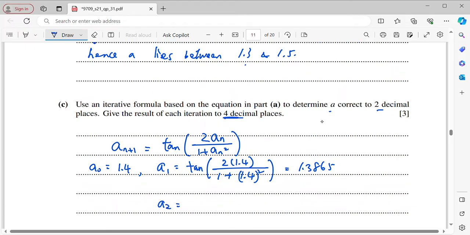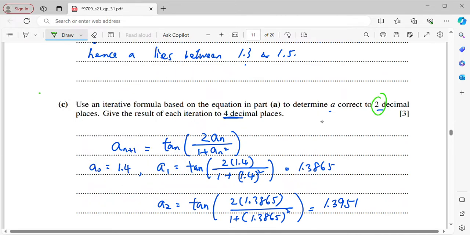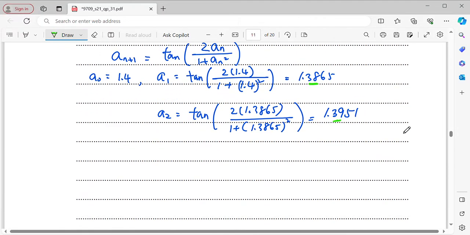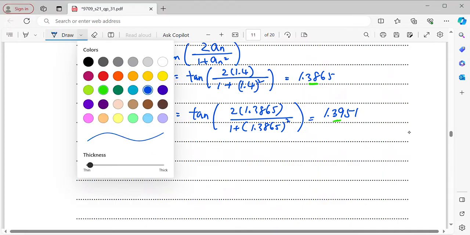Then my A2 is going to be tangent 2 bracket 1.3865 over 1 plus 1.3865 squared. Then you will get 1.3951. Okay, when do we stop this iteration process? Since we need 2 decimal places, make sure these two are the same numbers. Okay, so obviously they are not, therefore we have to continue.